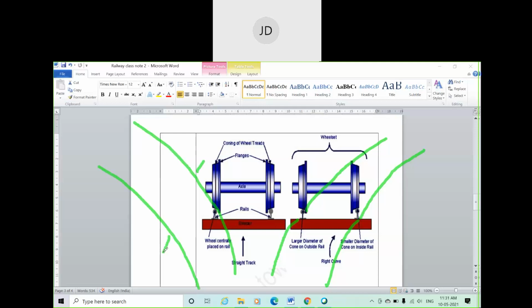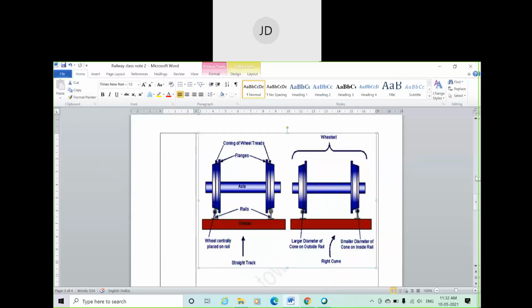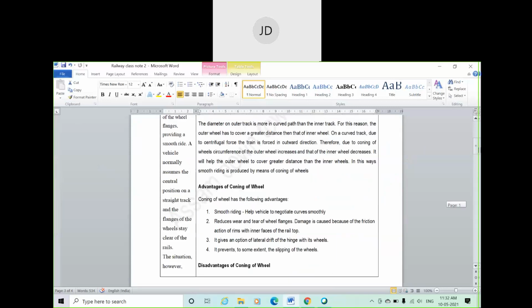This becomes your inner curve. I think it is very easy to understand. Clear? It's basic geometry. Fine. Okay, so we'll start from here.